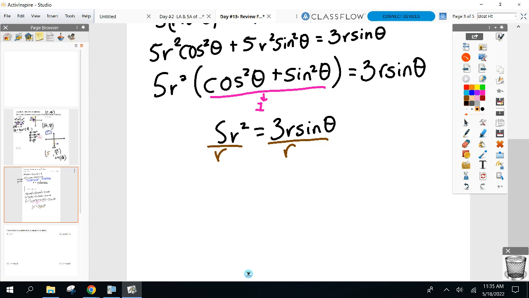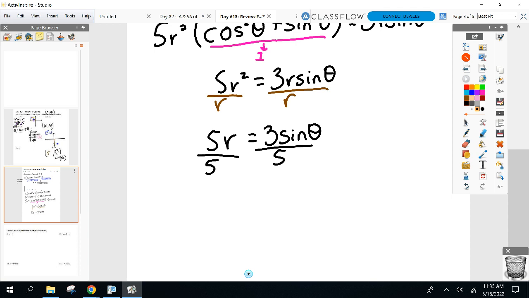All right, now what am I getting on the left side? 5r. And what about on the right side? 3 sine theta. And now I can divide by what? 5. Yes. Or you could, like Logan said, do it all in one step and divide by 5r. It's up to you. So divide by 5.